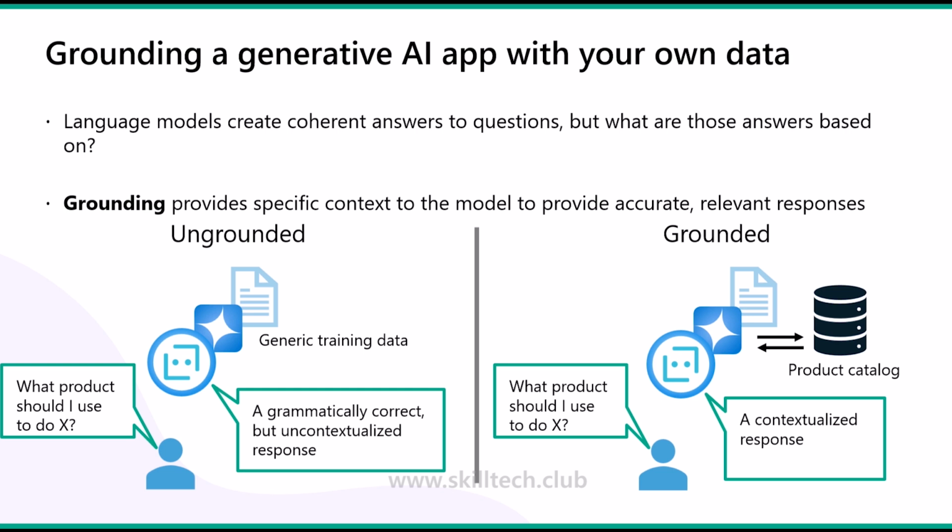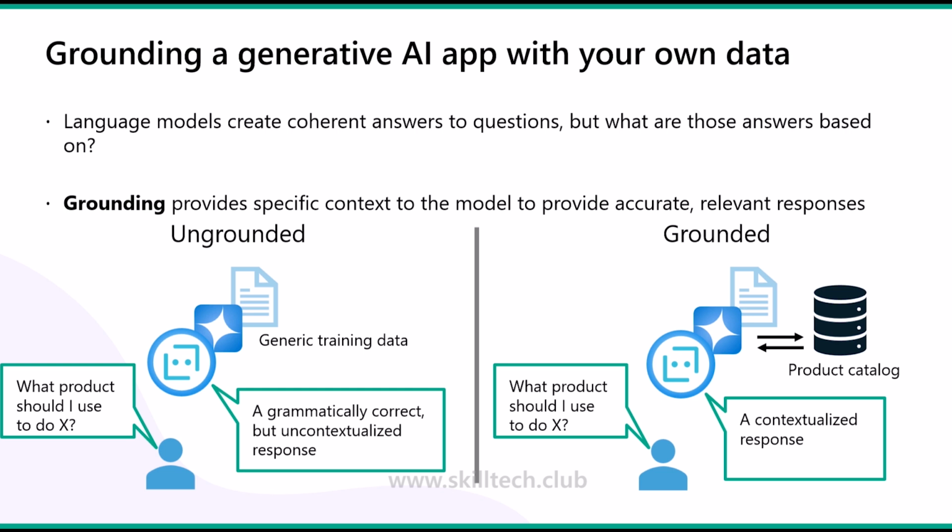For example, consider the two scenarios shown in this slide. On the left side, you have the ungrounded scenario in which the model generates an answer to a question about a product based on the data it was trained on, which in the case of many large language models essentially means the whole of the internet. The model used the text it was trained with to generate a coherent, grammatically correct and appropriate answer, but it's not based on a validated data source.